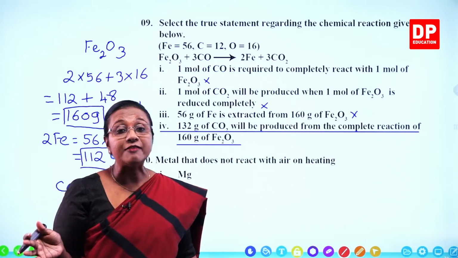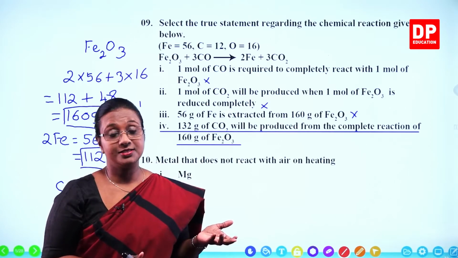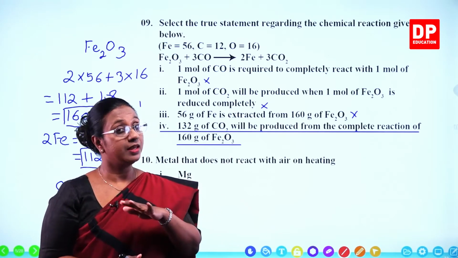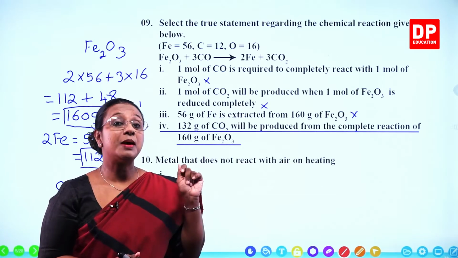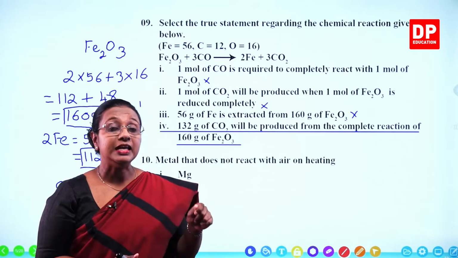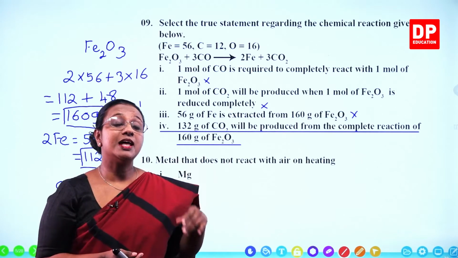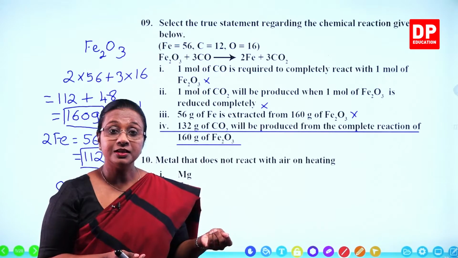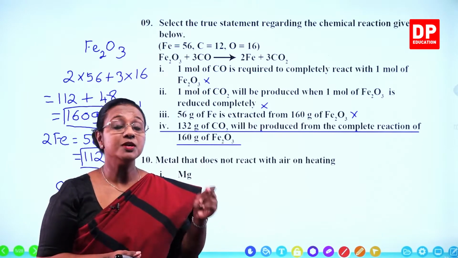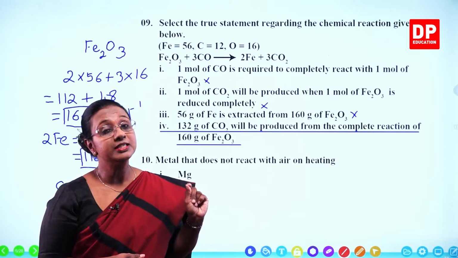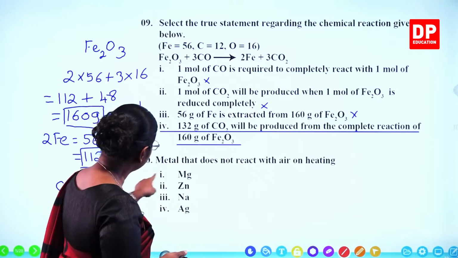Sodium you don't even have to heat. When you expose it to air, it reacts very fast. But magnesium, if it's normally exposed to air, it's a slow reaction. But when you burn it in air, it burns fast. Whereas if you take metals like zinc, iron, you will have to heat them for a very long period of time so that they will undergo a change. So is that clear? Now look at the question.